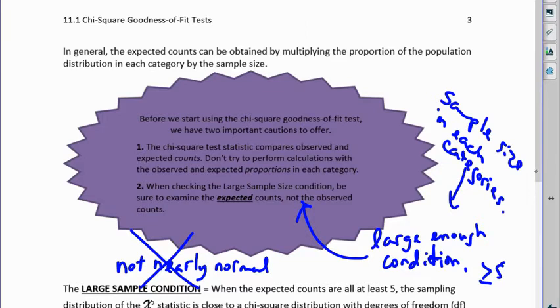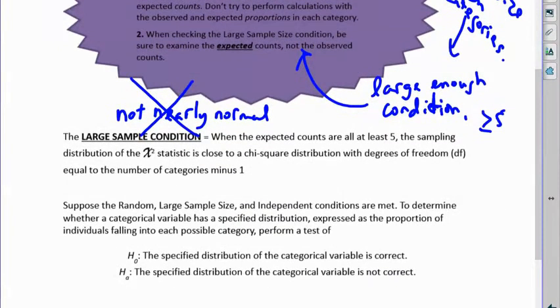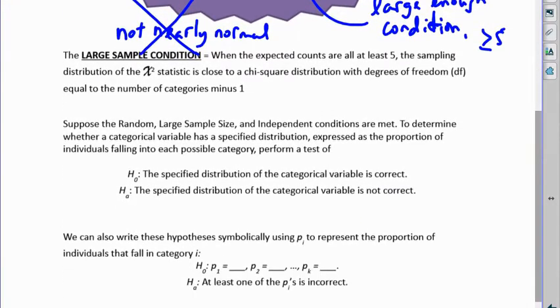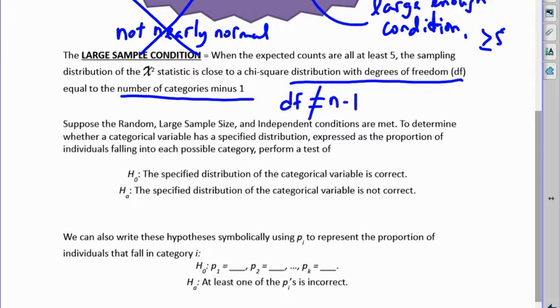As long as each of those expected counts are at least 5, you're going to be able to run a chi-squared test with degrees of freedom equal to the number of categories minus 1, not the n. So df does not equal n minus 1. It is df equals categories minus 1.